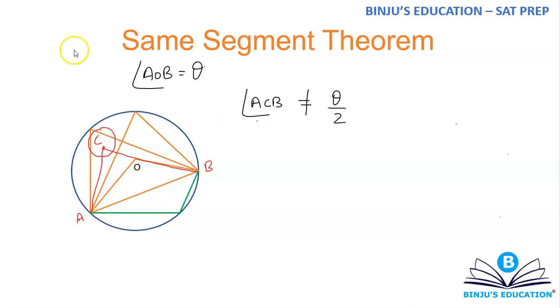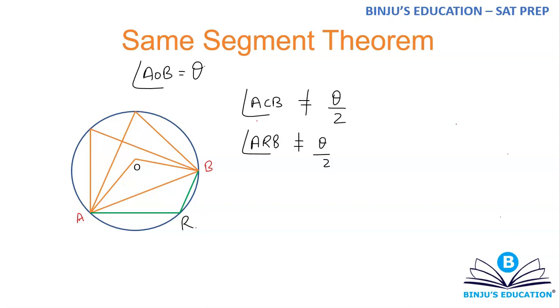Similarly, if I talk about this angle, angle ARB, this point R lies on the circumference, no doubt about that, but it does not lie in the same segment. So again, you cannot say that angle ARB will be equal to theta by 2, given that angle AOB is theta. So this is what we need to remember.